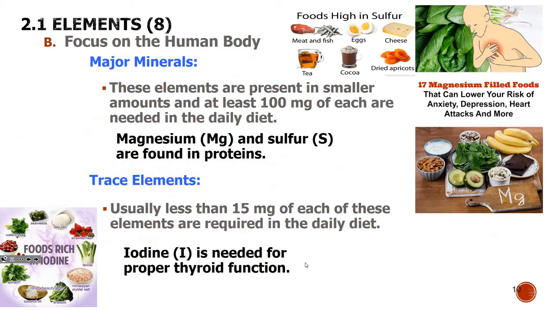So the major minerals that are needed in the body are magnesium and sulfur. We need at least 100 milligrams of each of these a day in our daily diet. Magnesium-filled foods can lower your risk of anxiety, depression, heart attack, and more. Some things that are high in sulfur, of course, are the smelly ones. And then trace elements, we usually need only less than 15 grams of each of these. Iodine is one of them. That is very important. That's needed for thyroid production. There's more than just iodine, but there are many trace elements.